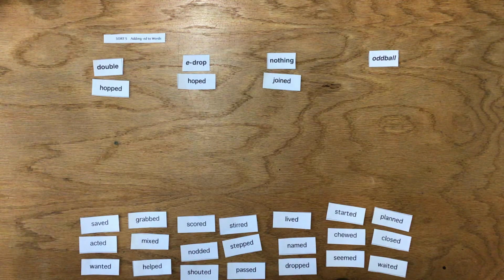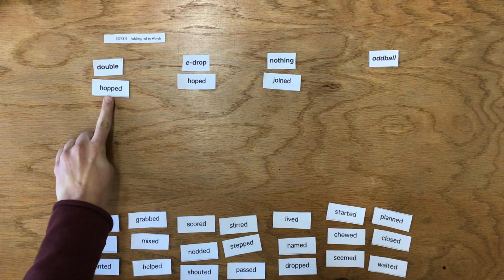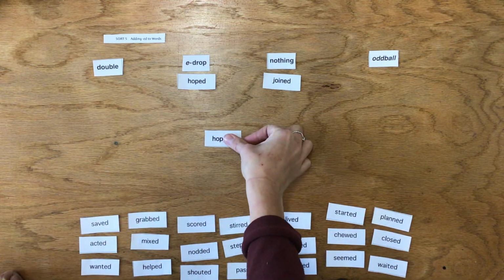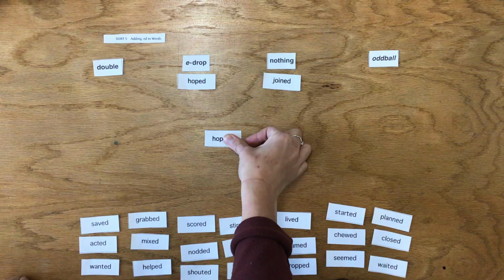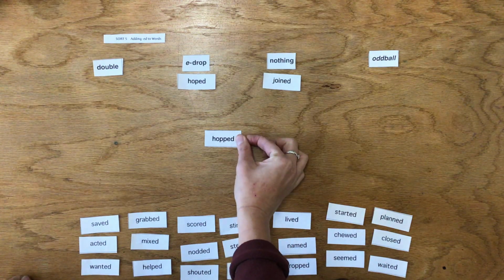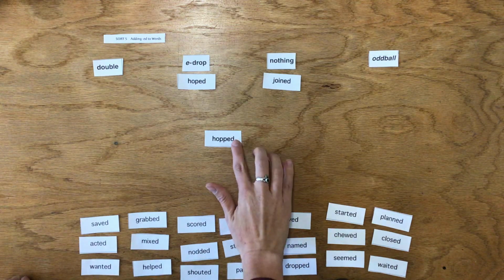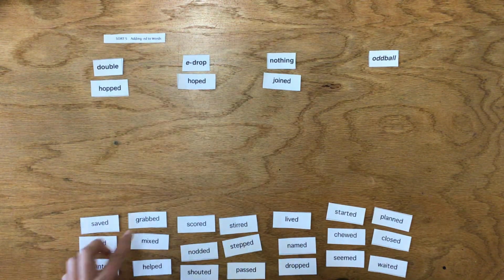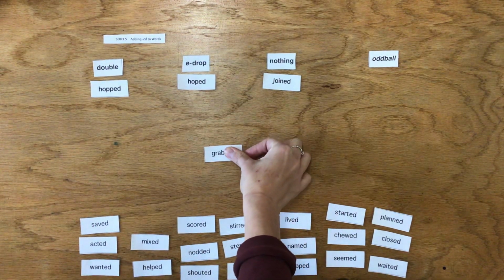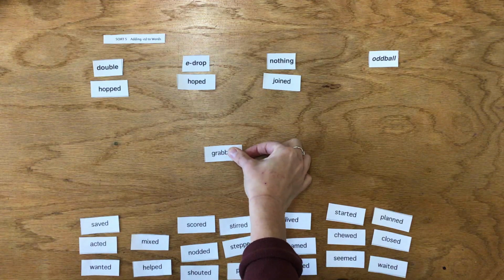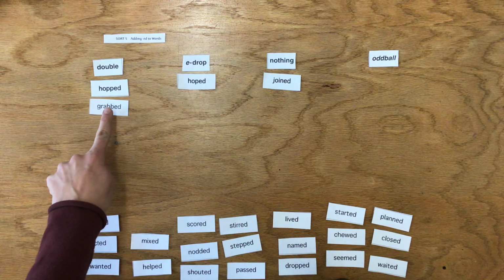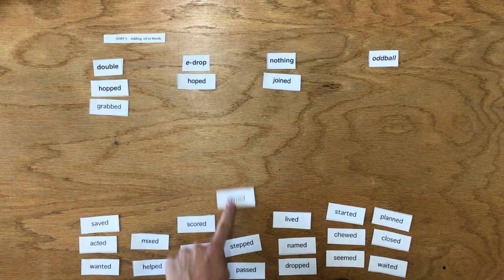Sometimes when we want to add an ed to the word, we double the consonants in the middle. So for example, the word is hop. When I want to add an ed to the word hop, we double the consonant to add an ed. So it's hopped. Other examples of that would be grabbed. The word is grab, and when I want to add an ed, I double the b and I add an ed. Grabbed.